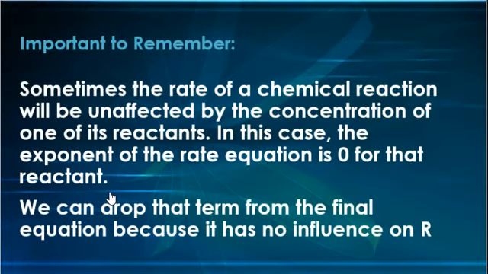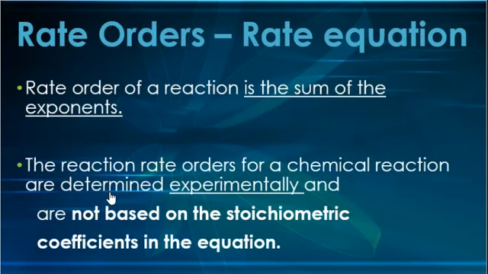Okay, important to remember, sometimes the rate of a chemical reaction will be unaffected by the concentration of one of its reactants. In this case, the exponent is 0 for that reactant. We can drop that term from the final equation because it has no influence on the rate. No influence on R. All right, which is what we just covered. So now the rate orders. Those little X and Y that we found, we're going to now call those the orders, the rate orders, and now we're going to find the overall order of the entire equation.